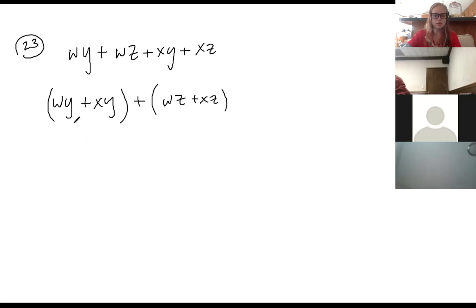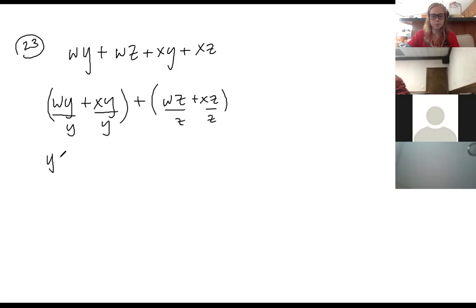Anything I can factor out of here? Y. What about here? Z. Could you have factored these together and these together? Well, sure. Doesn't matter which ones you factor together as long as you factor ones together that have common terms.